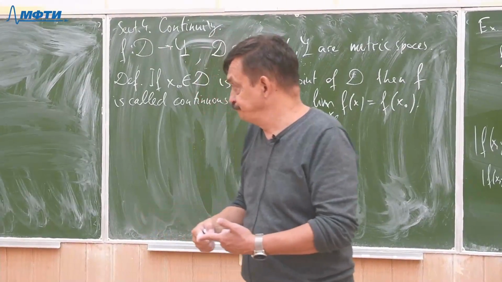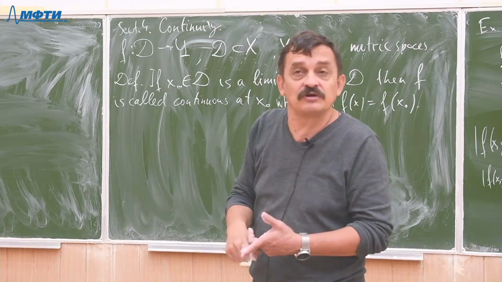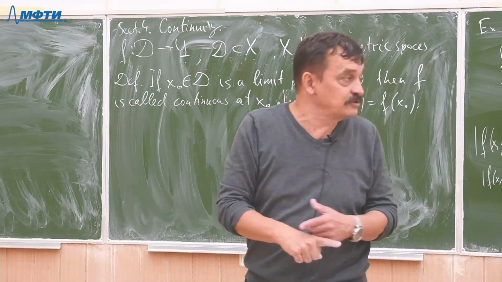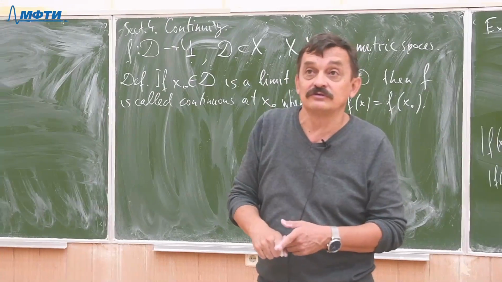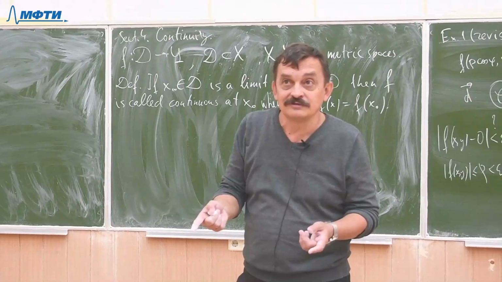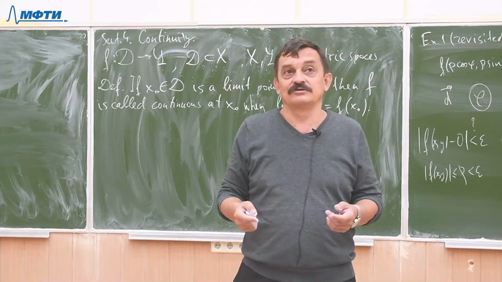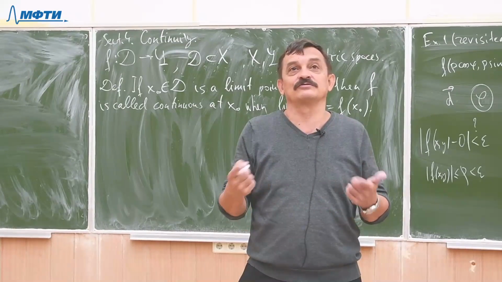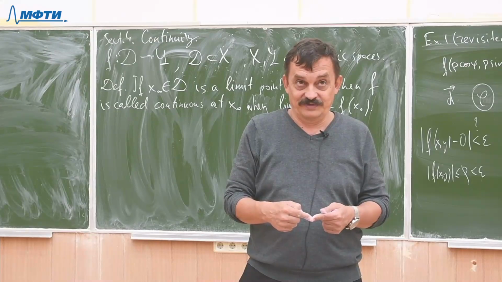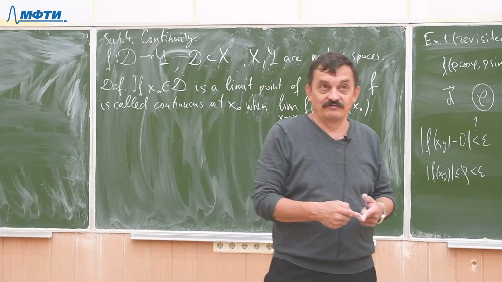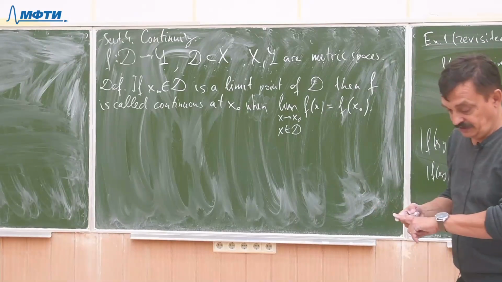For example, example 1, of course, no continuity because no limit. Example 3 also no continuity because no limit. But example 2 is continuous, because in example 2, if you look at your notes, we have limit equal to 0 and the value of the function was 0.